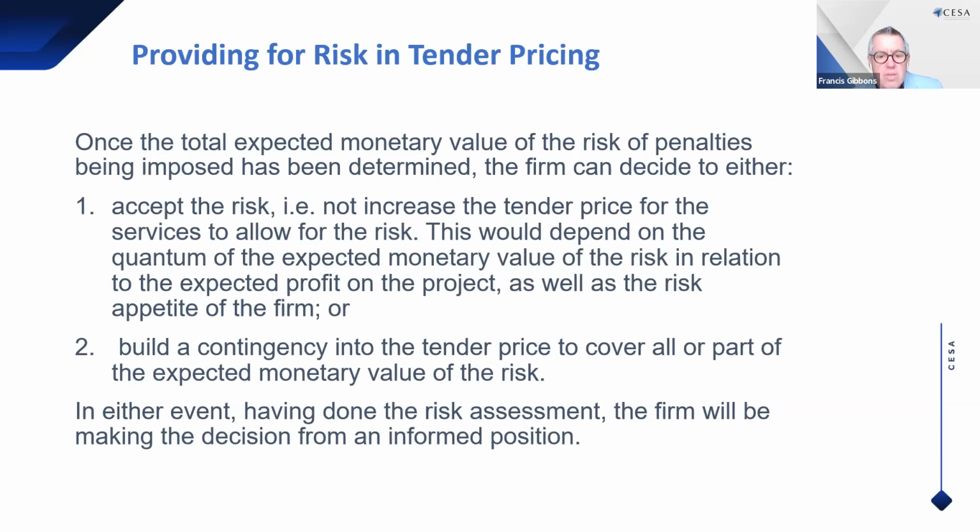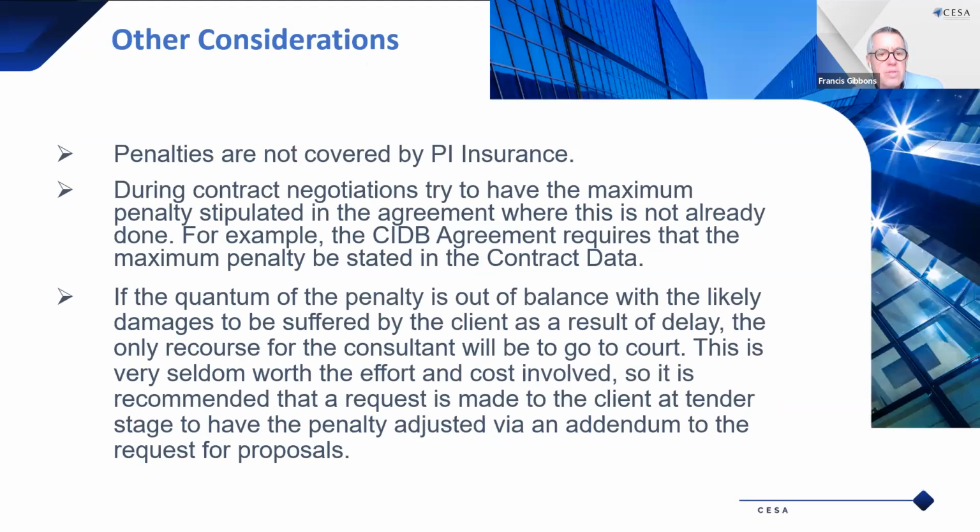Okay, and then this is my last slide. What are the other considerations? An important consideration is that penalties are not covered by your PI insurance, so it comes straight out of your pocket. The second thing is during contract negotiations, you should try to have the maximum penalty stipulated in the agreement where this is not already done. So under the CIDB agreement, that requires that the maximum penalty is stated in the contract data. And if the client hasn't done it, you should negotiate something on that point, or if you raise it prior to tender's closing, perhaps they will then put in a 10% limit on the penalty in the contract data.